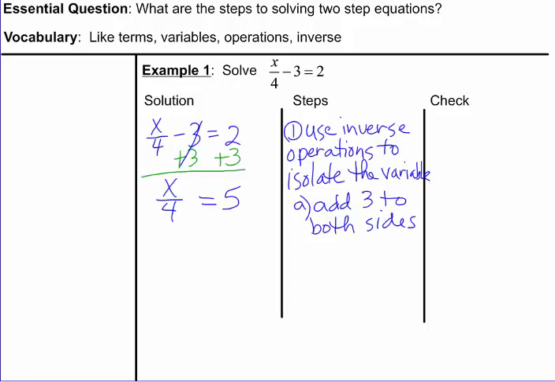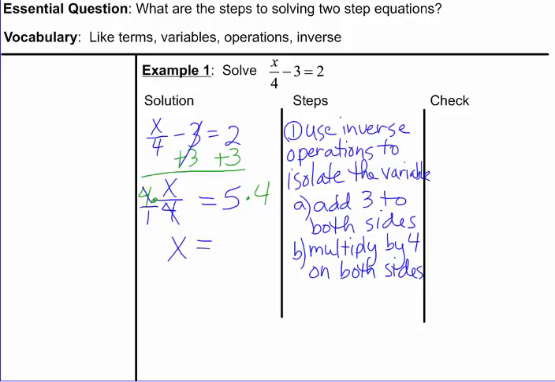Now we have x divided by 4. So what's the inverse of divide? The opposite of dividing would be multiply. So we're going to multiply by 4 on both sides. Whatever you do to one side of the equation, you have to do to the other side. So we multiply by 4, multiply by 4. Over here we have a 4 on top and a 4 on bottom, so 4 over 4 is equal to 1. So that's 1x equals 5 times 4, which is 20.